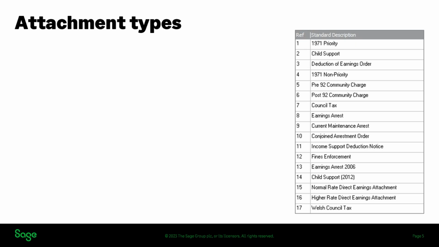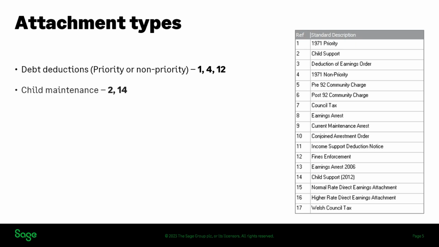To look through the main types of attachments, you have your standard debt deductions, which are classed either as priority deductions or non-priority, and it will make clear on the paperwork you receive whether it is priority or not. For these ones, you would choose attachment type 1, 4, or 12, which is 1971 priority, 1971 non-priority, or the fines enforcement attachment, which is one where you're given tables to calculate it. But more on calculating the amount in just a moment.